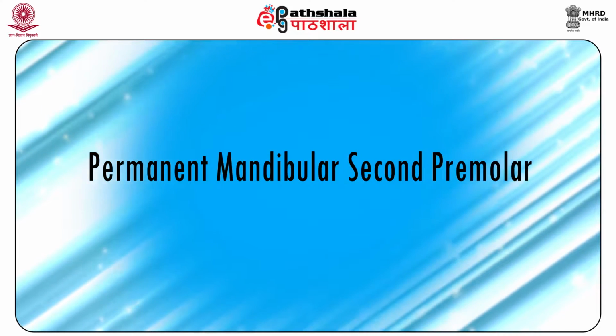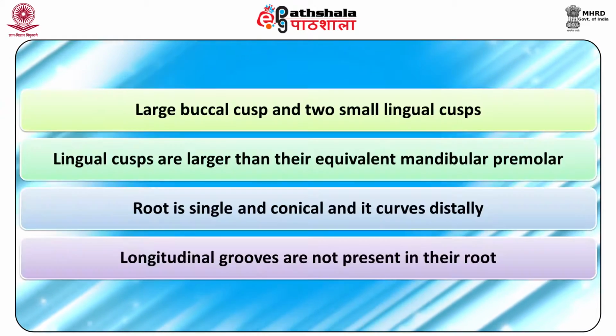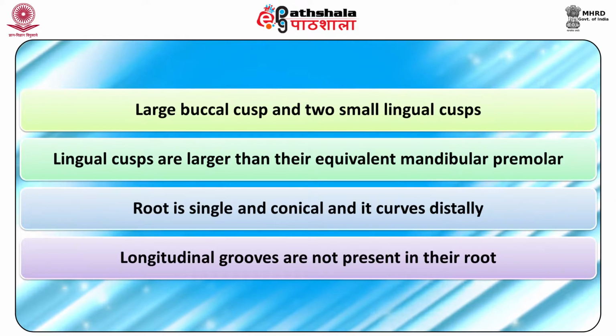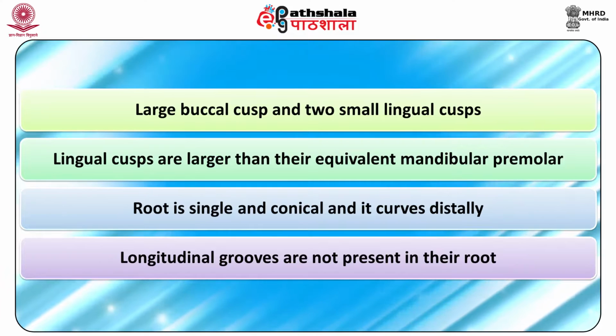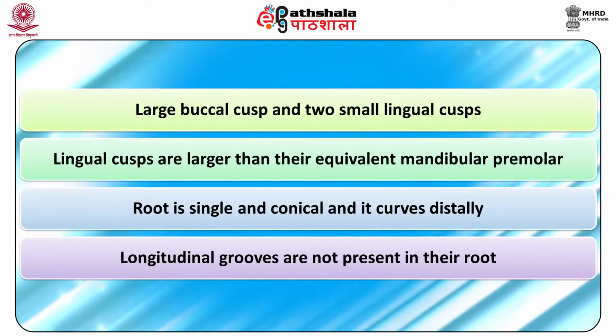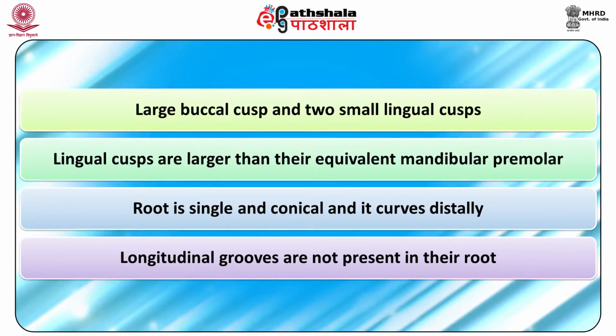Coming on to the permanent mandibular second premolar. It has a large buccal cusp and two small lingual cusps. The lingual cusps are larger than their equivalent on the mandibular first premolar. The root is single and conical and it curves distally. The longitudinal grooves are not present in the root. From the mesial aspect, the crown and root are wider buccolingually. Each cusp is seen to have well-formed triangular ridges delineated by deep progressive furrows. These grooves come together in a central pit and form a Y shape on the occlusal surface.